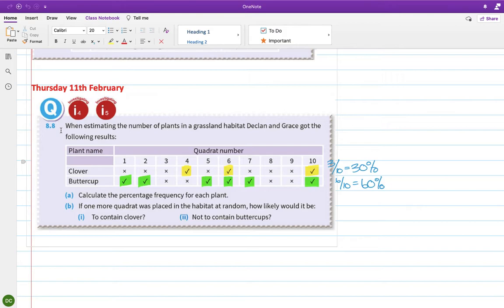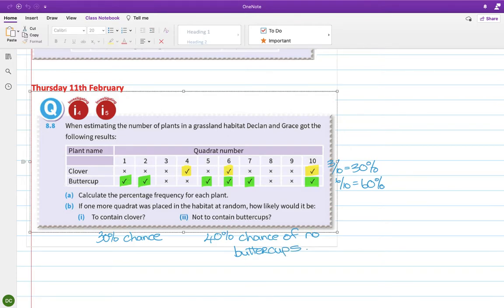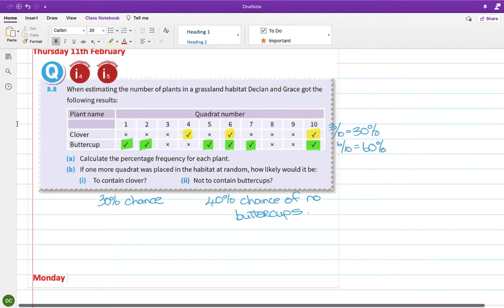If one more quadrat was placed at random, how likely would it be to contain clover? So you would have to assume that the probability would continue. So the probability of the next one containing clover, there'd be a 30% chance of the next quadrat containing clover and not containing buttercups. So there's a 60% chance it will contain buttercups, which means there would be a 40% chance of no buttercups. Yeah? And that is pretty much it.